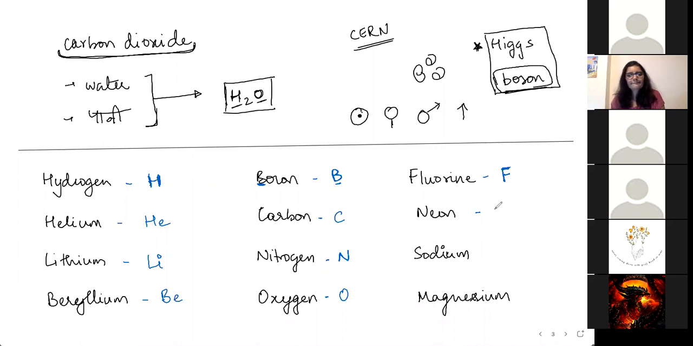Neon, Ne. So nitrogen N is already taken. N हो गया. So neon gets Ne. Sodium. It's Na. Why is it not like S or SO or something?